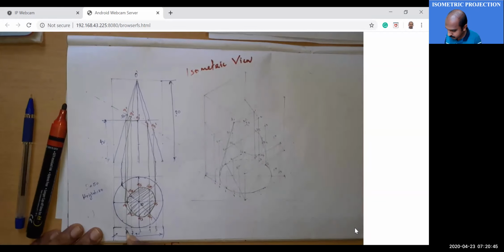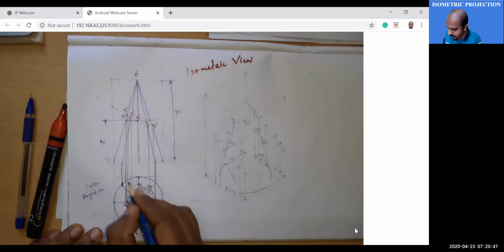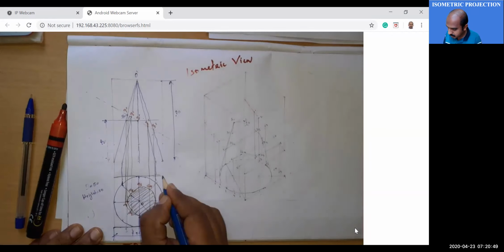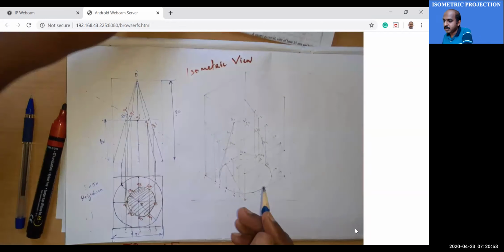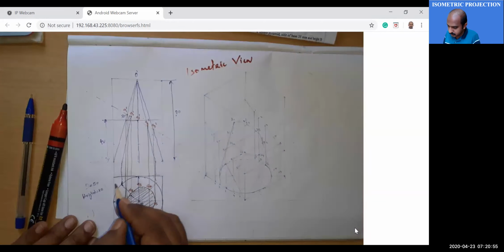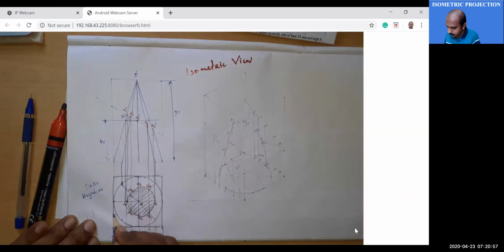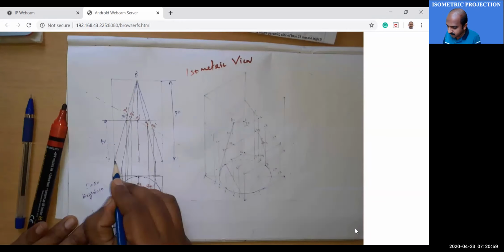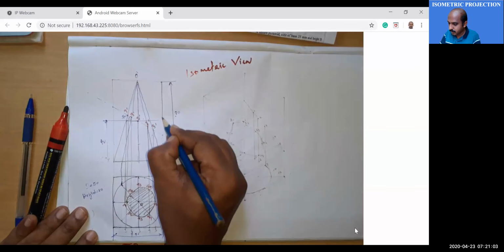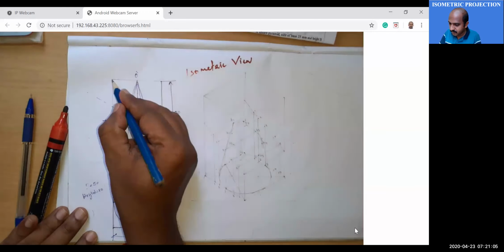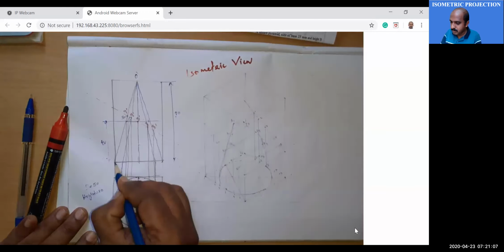You can enclose this top view, and also the front view. Enclose the front view and top view.